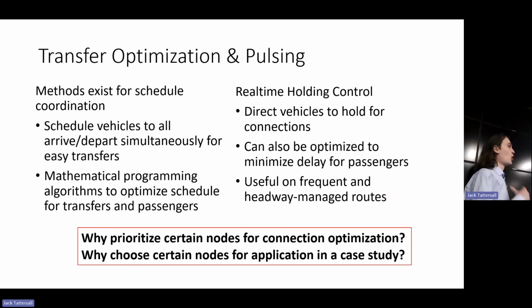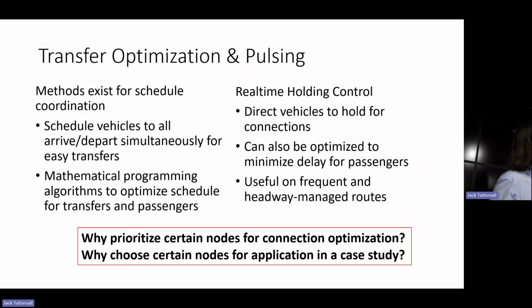Finally, there's a lot of research on transfer optimization, various TTS, timed transfer system, pulsing approaches to time services for easy connection, where you have all the vehicles arrive around the same time and then depart, and so people can change between them quite easily. There are also various mathematical programming algorithms and optimization strategies that have been suggested in the literature to optimize this. And then on the real-time side, you can do holding control where you hold a bus for a transfer. And again, there are optimization approaches that have been researched on minimizing delay for passengers.